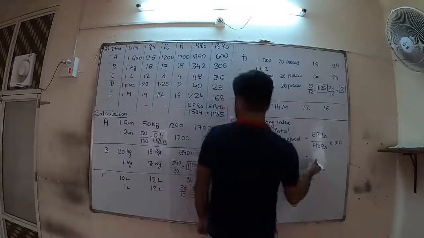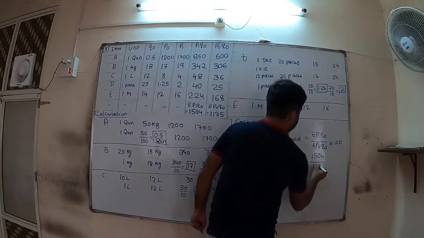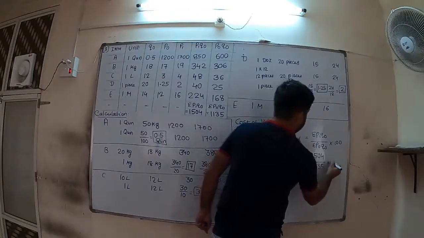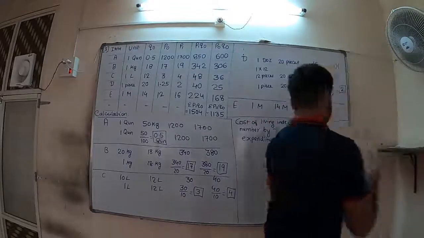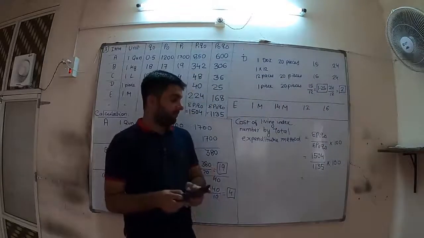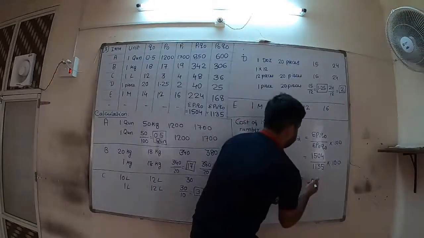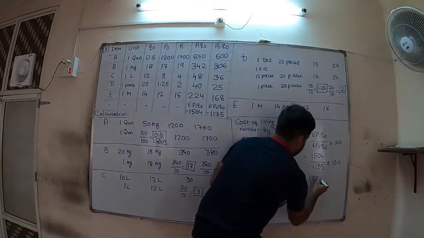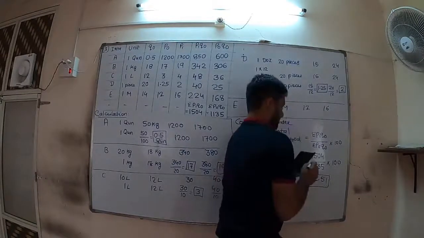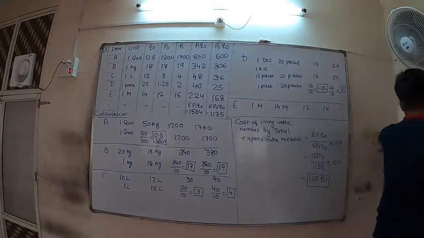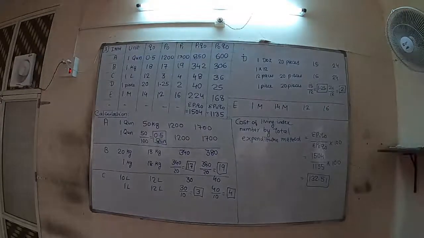So 1504 divided by 1135 multiply 100. So 1504 divided by 1135 multiply 100 is 132.51. Do we need to interpret it? No, we do not need to interpret it. Everyone can see the sum.